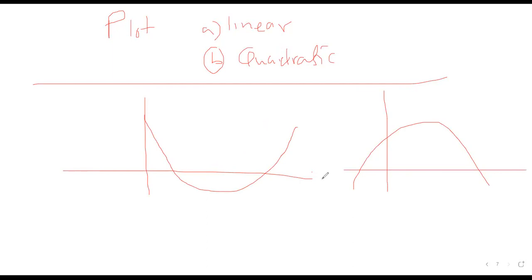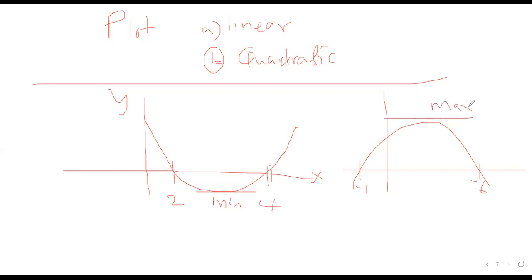It cuts the x-axis at 2 points, here and here, where we can go 2, 4. It may also cut it at 2 points, -1 and -6, here and there. So this one has a minimum point, it's called a minima. This one has a maximum point.